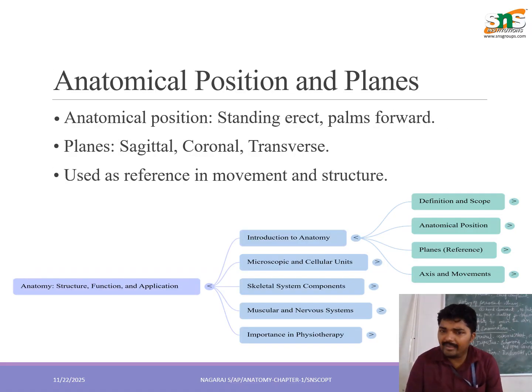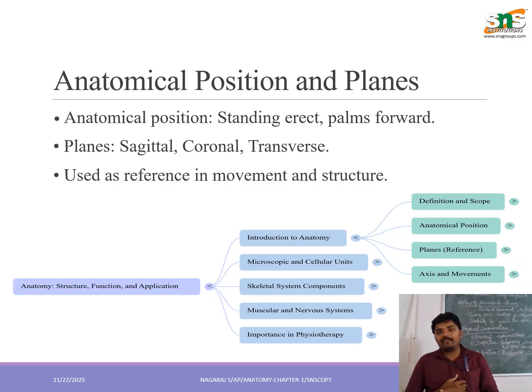Anatomical position and planes. Anatomical position is a standing erect position, with the nose pointing forward. The chest should be erect, and the abdomen should be at an equal level. The pelvis should be in a neutral position. The patella should face anterior, the toes should point forward, and the arms should face forward. That is the anatomical position of the human body.